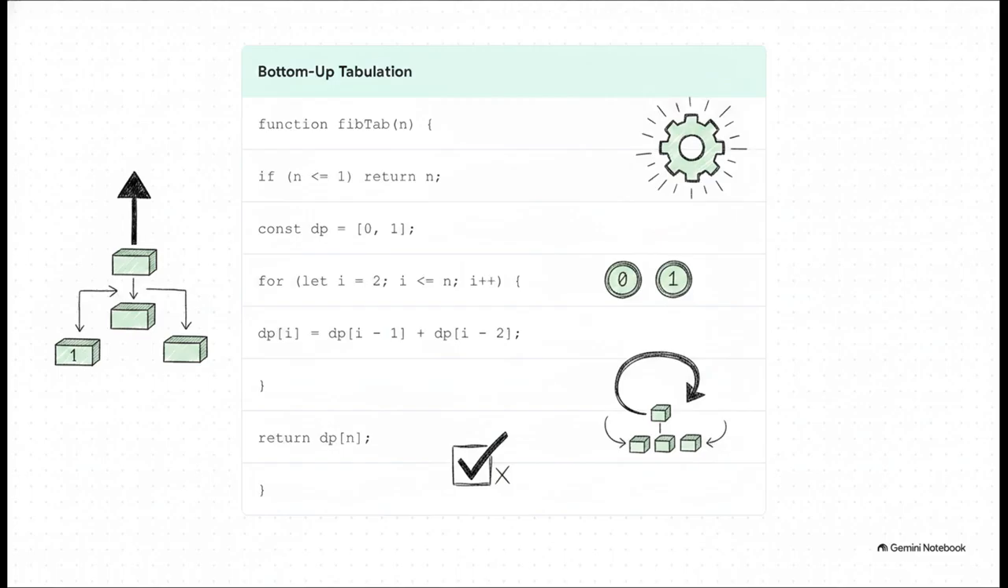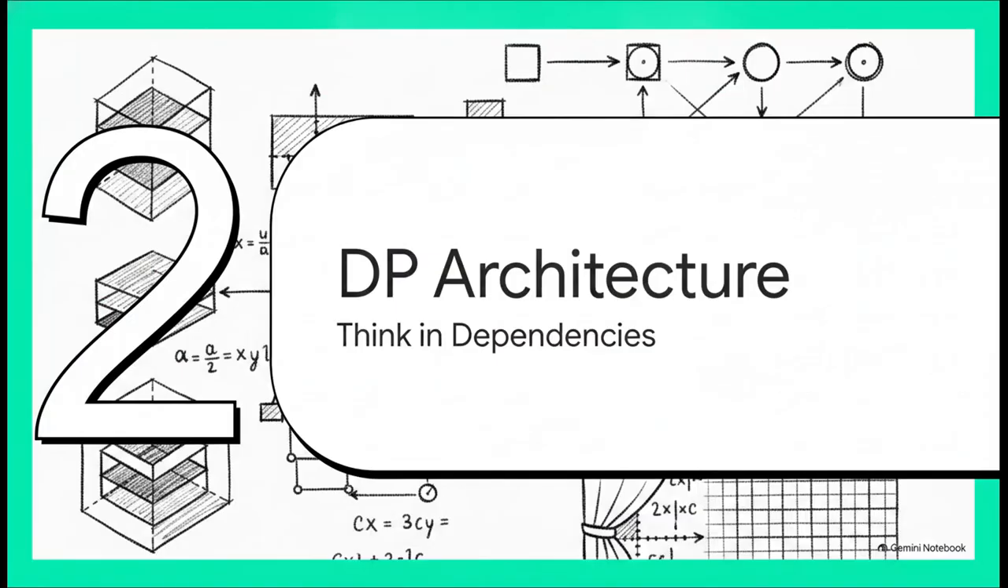Then a basic loop counts up, calculating each new state using the two previous answers we already tucked away in the array. Boom! You've completely eliminated the recursive call stack, which honestly is often a lot safer and way more efficient. Moving right along to Section 2, Architecture and Thinking in Dependencies.